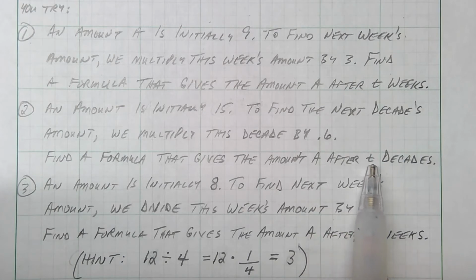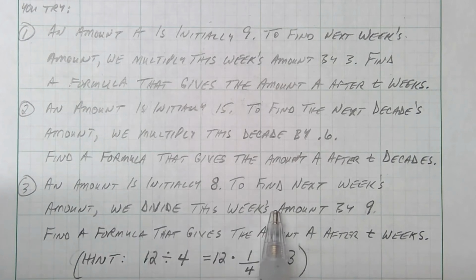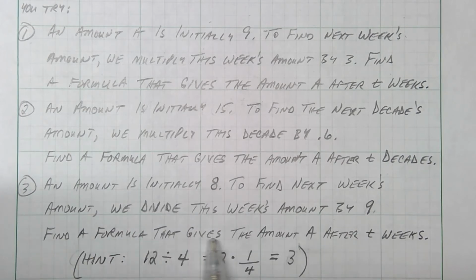Find a formula that gives the amount A after t decades. So A in terms of t again. And then finally, number 3, an amount is initially 8. To find next week's amount, we divide this week's amount by 9. Find a formula that gives A after t, so A of t again.